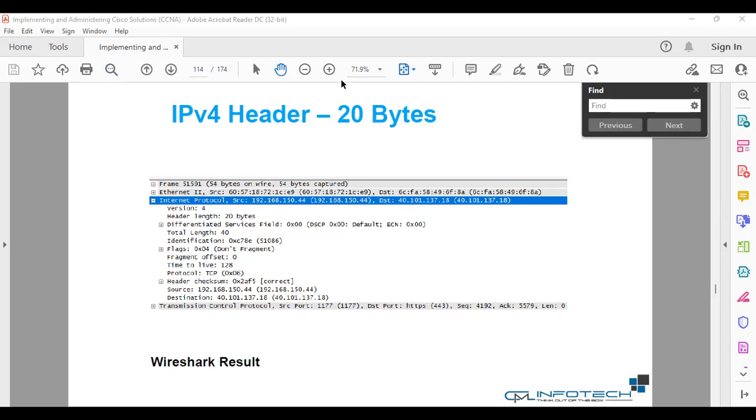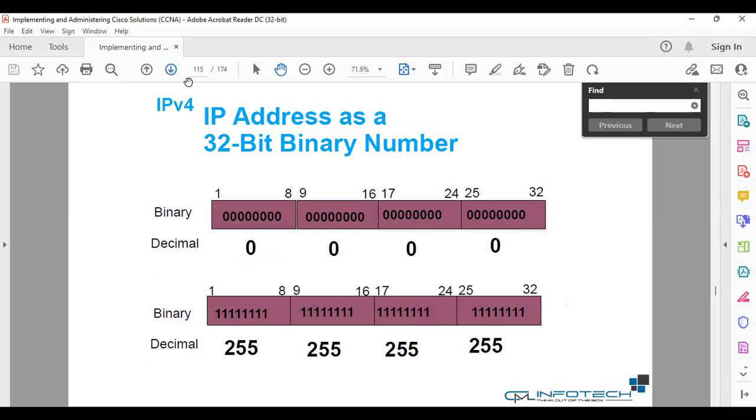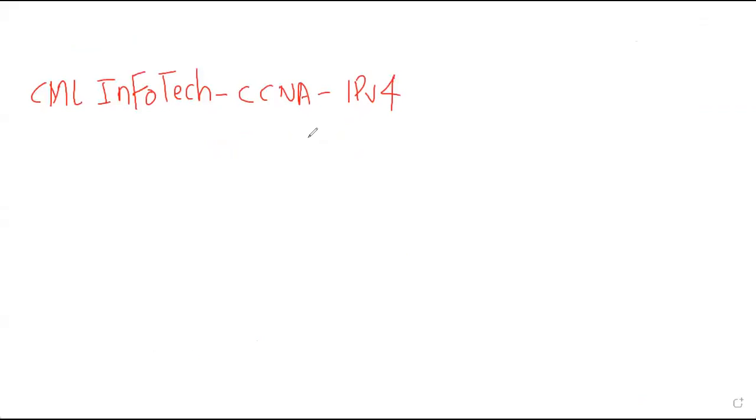Our hot topic today is talking about IPv4. Now, before we start writing IPv4, as I said, IP version 4 has 32 bits. So first of all, you need to know what bits are.